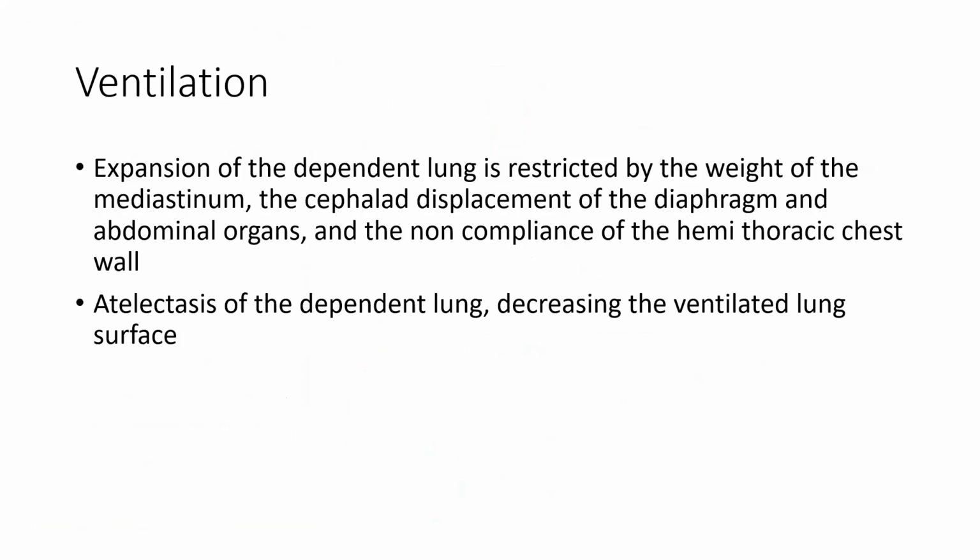So the ventilation, which part of the lung will be better ventilated? And let's say we are still in the lateral decubitus position with two-lung ventilation. It depends on whether a patient is breathing spontaneously or paralyzed. Expansion of the dependent lung is actually restricted by the weight of the mediastinum. Okay? And the cephalad displacement of the diaphragm by the abdominal organs will push the diaphragm higher. So this will cause a reduction in the compliance of the dependent lung in patients who are paralyzed.